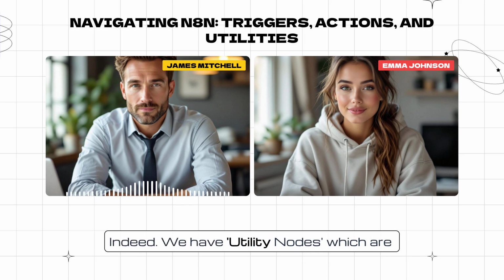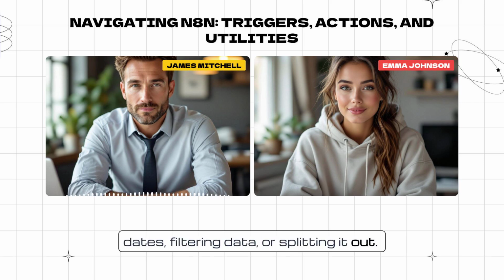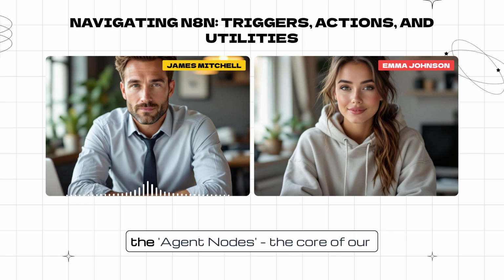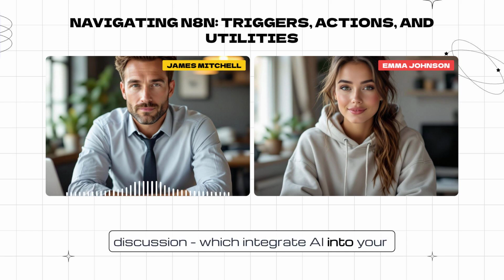Indeed, we have utility nodes which are native to n8n itself. They help transform data once it's within your workflow. Things like merging different inputs, formatting dates, filtering data, or splitting it out. Then there are code nodes for sending requests, running JavaScript or Python if you need extra customization. And finally, the agent nodes, the core of our discussion, which integrate AI into your automation for true agent building.